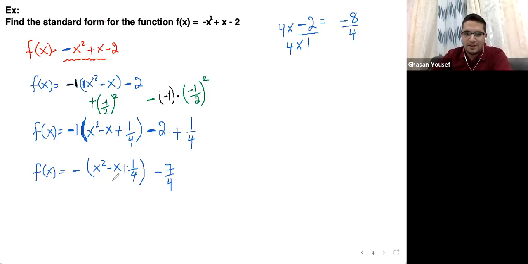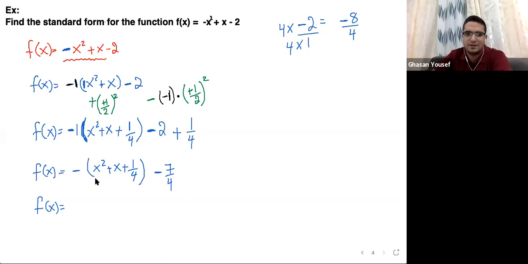Now let's factor this thing inside the parentheses. F of x equal what? Oh, by the way, this is positive here, plus, plus, plus, so it should be positive too. Okay, now it's good. What is the factor? I'm looking for two numbers. The multiplication is 1/4 and the summation is 1. What are these numbers? X plus 1/2 squared.